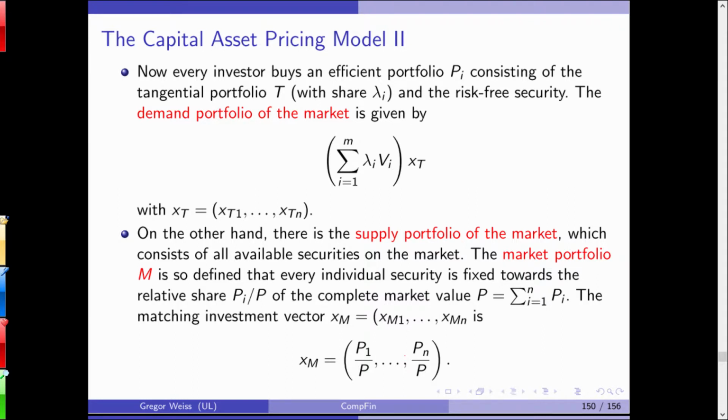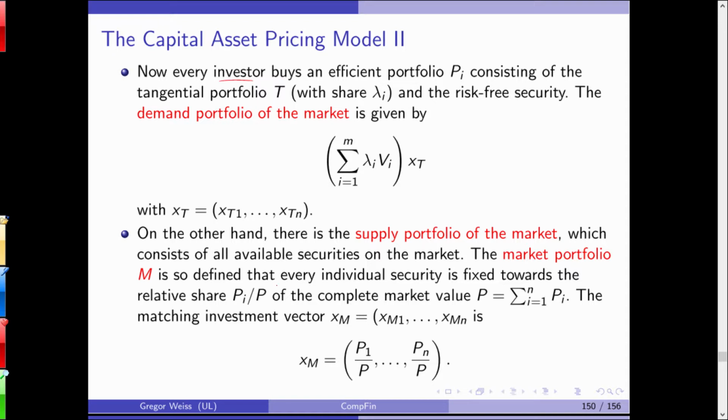If you do not know what equilibrium is, this is in German, that's Gleichgewicht und Gleichgewichtspreise. So supply and demand are in equilibrium. Now every investor buys an efficient portfolio P_i consisting of the tangential portfolio T and the risk-free security. The demand portfolio is given by the sum over all investors, lambda_i times V_i times X_T. This is the demand side.